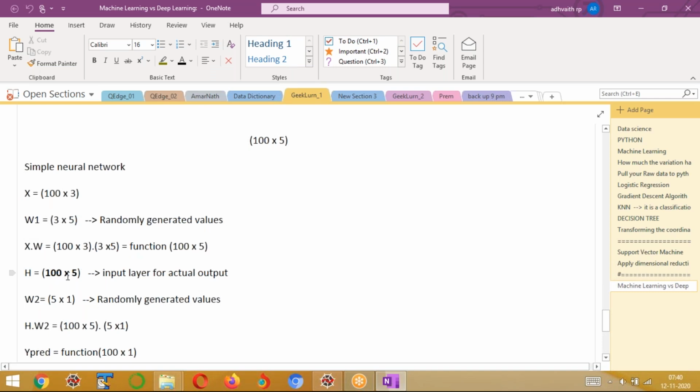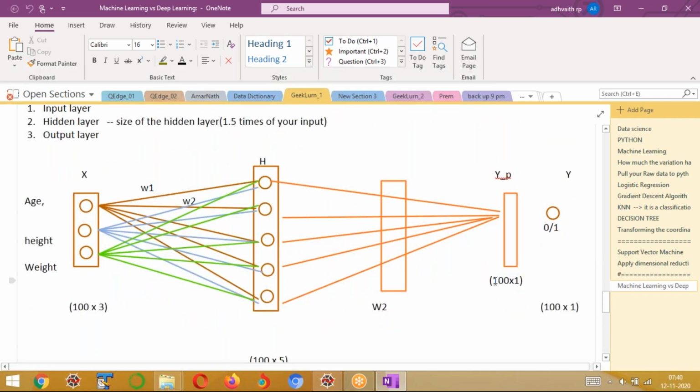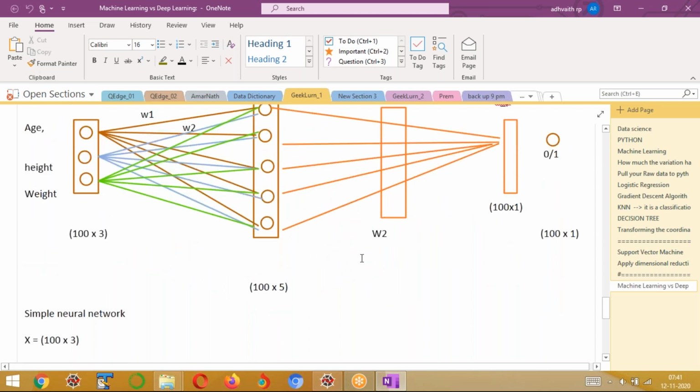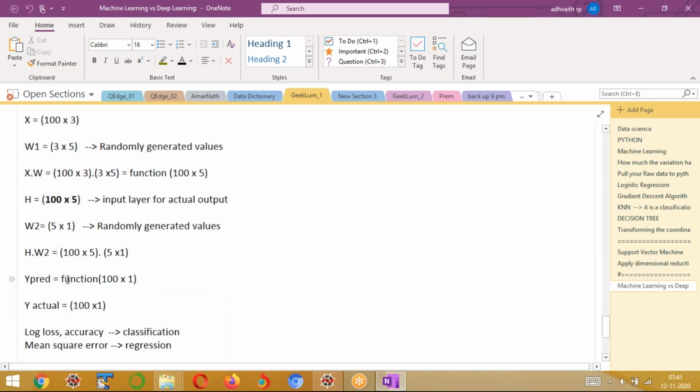Once that hidden layer construction is done, again it will check what my output is. Y will be your output, and it contains 100 by 1 columns. So according to the Y values and according to the H values columns, I need to produce W2 values as well. This means again random generation of W2 values. So 5 by 1, and you will get Y hat values. On those, you have to put your function. Then only it becomes exactly Y hat.